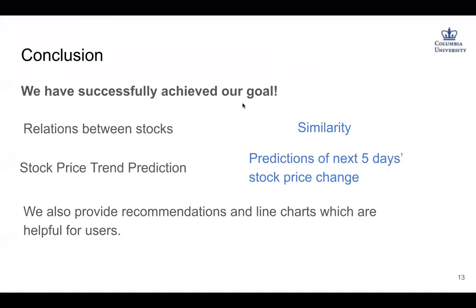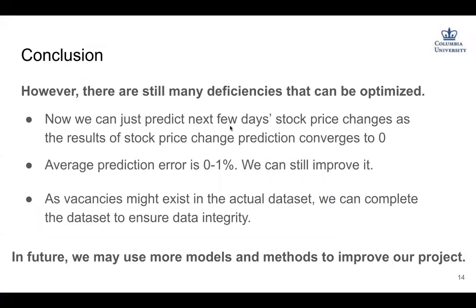Okay, to make a conclusion, we have successfully achieved our goal, since the topic of our project is stock price trend prediction and relations between stocks. Now we get a similarity to show the relations between stocks, and we can predict the next 5 days stock price change. We also provide recommendations and line charts in our app, which are very helpful for the users to make decisions. However, there are still many deficiencies that can be optimized, and we can improve our project.